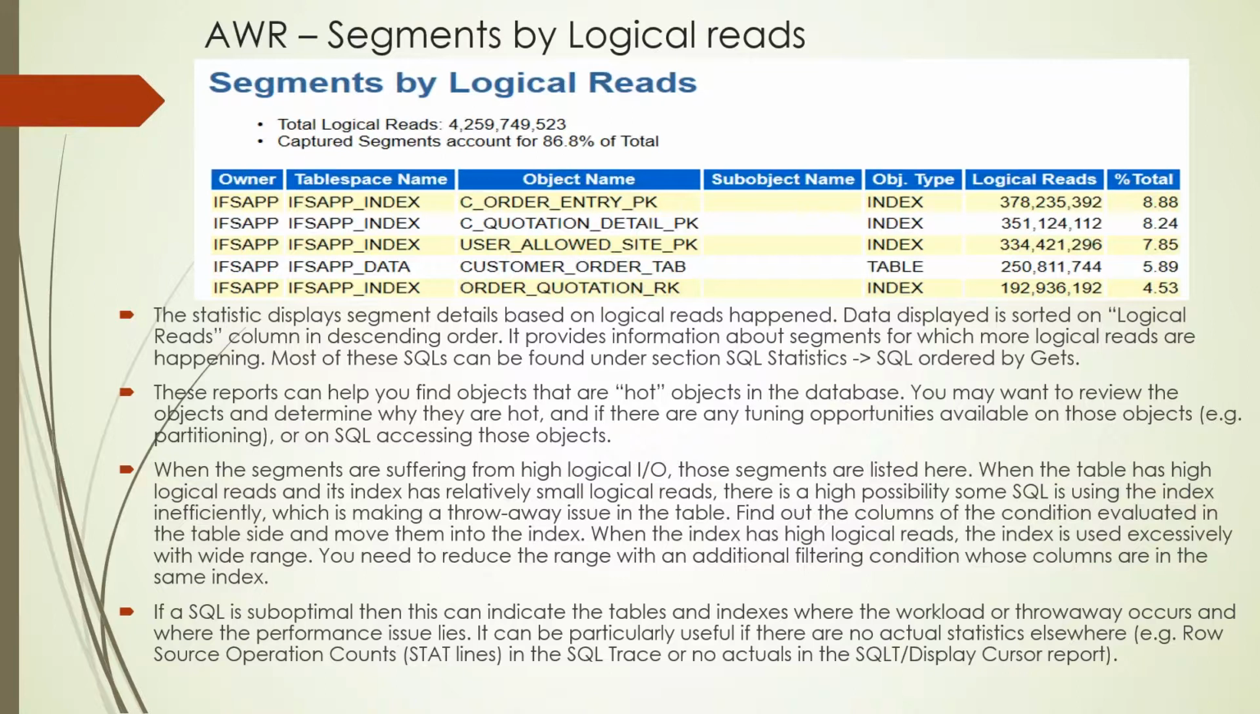You need to reduce the range with an additional filtering condition whose columns are in the same index. This is the segment you identify, and you can report it to the DBA, saying that this is a particular segment where I am finding that queries are taking high logical reads. You can use multiple indexes to reduce it.